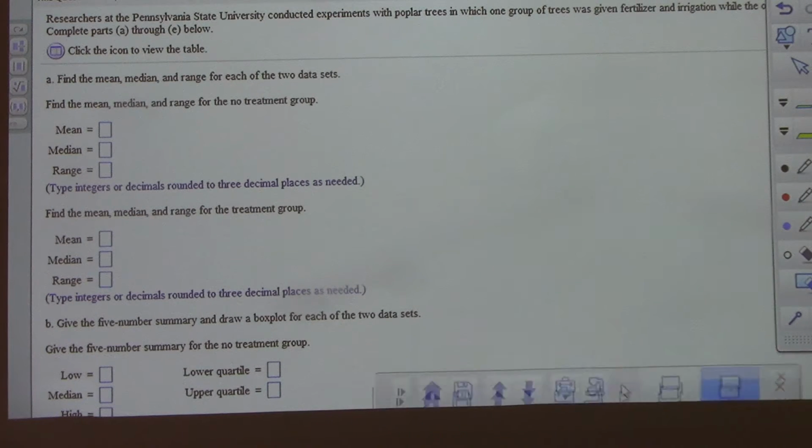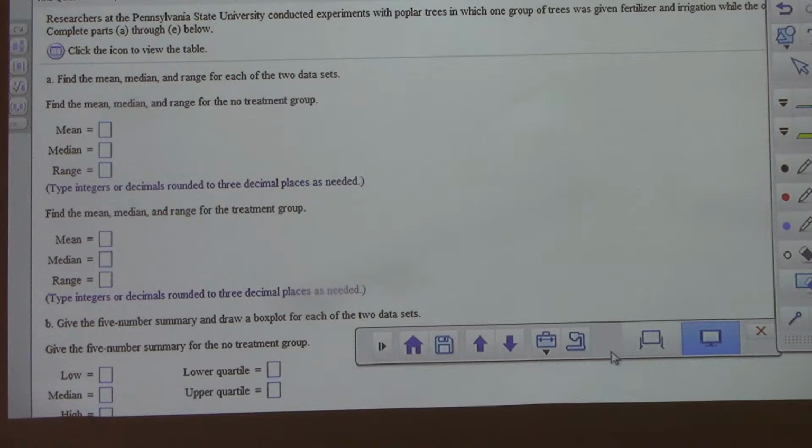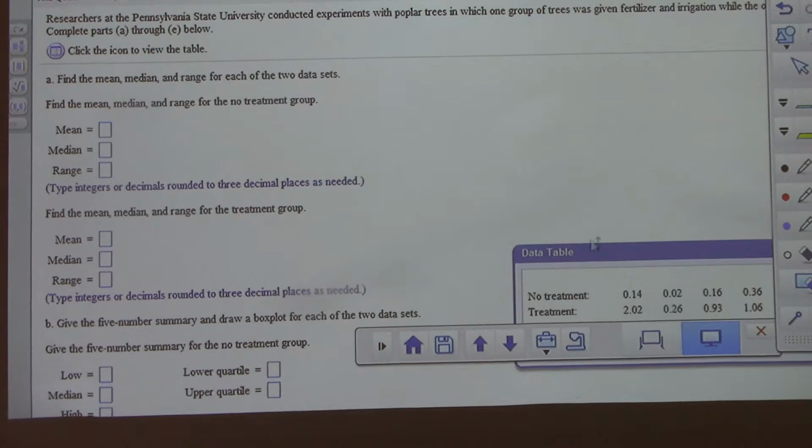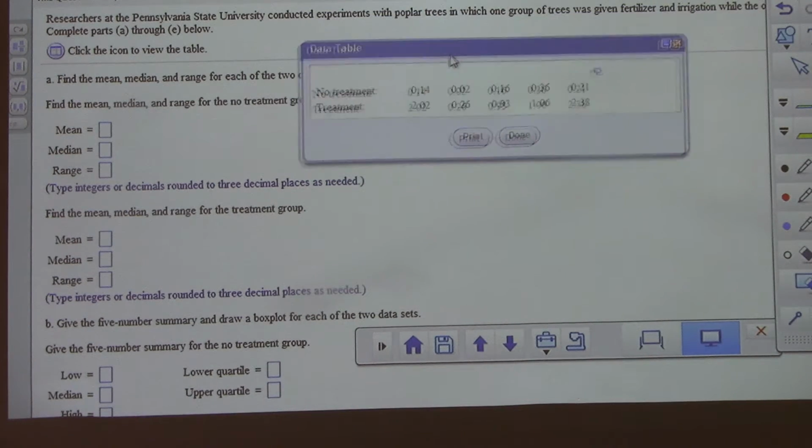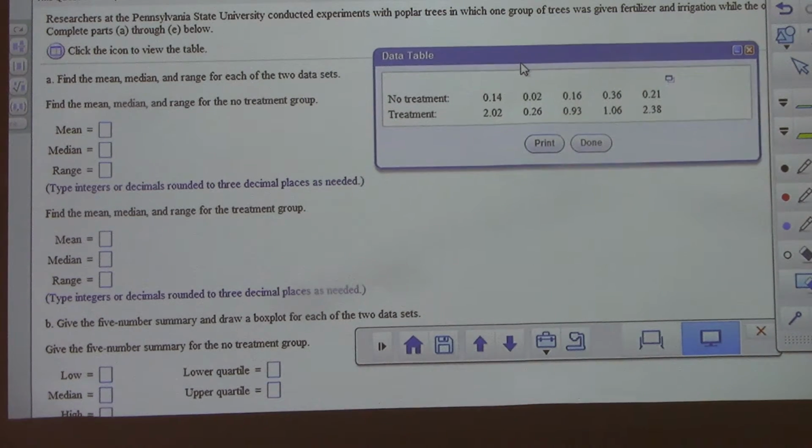This one says, researchers, and so on, the weights in kilograms, find the mean, median, mode. So I'm going to give you the table. Go ahead and write them down, and let's just find everything.